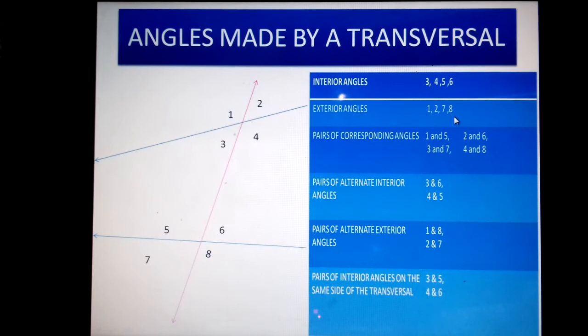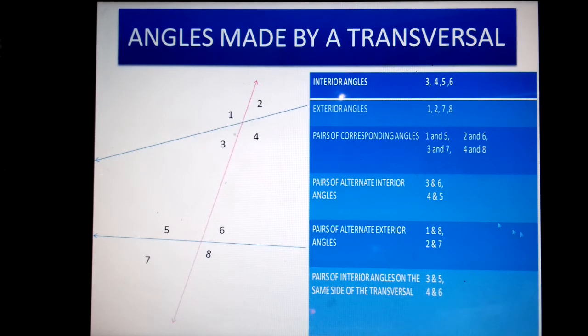Next one is corresponding angles. What is a corresponding angle? If an angle is lying above the line here, we select another angle which is lying above the line in the same position. That is called a corresponding angle, the same position. See here, 1 and 5, 2 and 6, 3 and 7, 4 and 8. These are all pairs of corresponding angles.